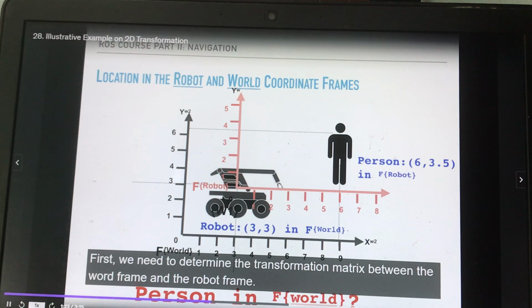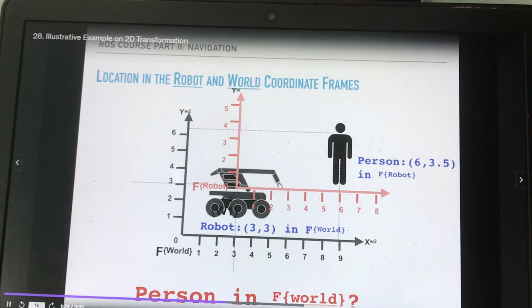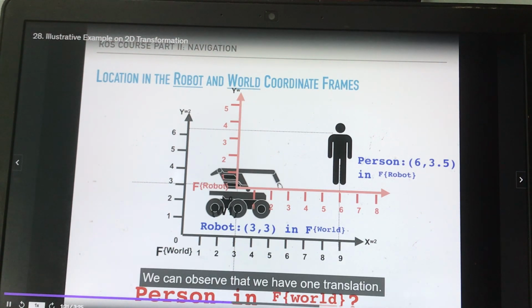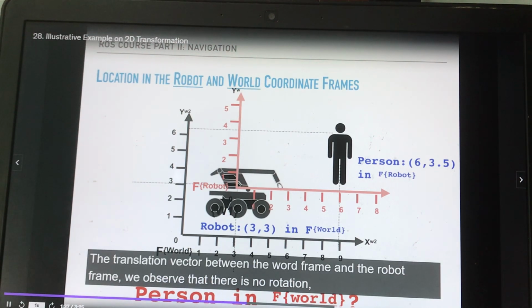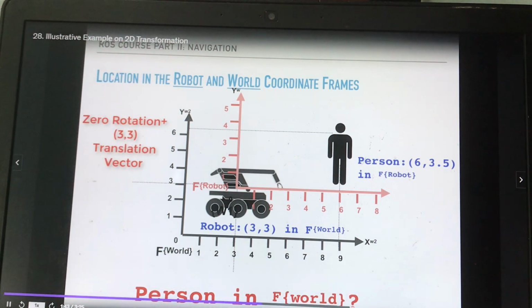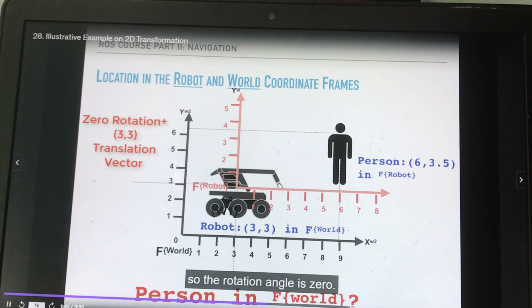First, we need to determine the transformation matrix between the world frame and the robot frame. We can observe that we have one translation where xt is equal to 3 and yt is equal to 3, the translation vector between the world frame and the robot frame. We observe that there is no rotation, so the rotation angle is 0.